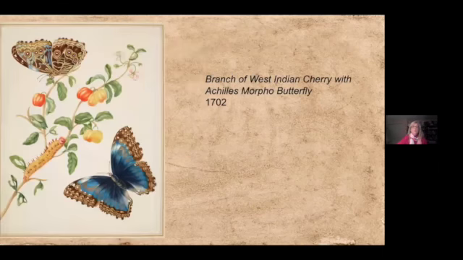This is another one of Maria's beautiful works of art. It's called Branch of Indian Cherry with Achilles Morpho Butterfly from 1702. Again, you can see some of those little leaves on the bottom the caterpillar already ate, and then it turned into this beautiful morpho butterfly. But she's not only showing the front of the butterfly, she's showing the underside of the wings, which describes it in total, because most of the time butterflies' wings are a different pattern on the top from the bottom.